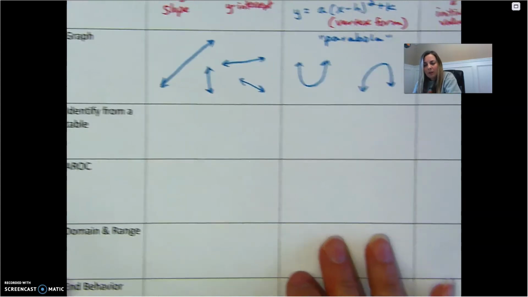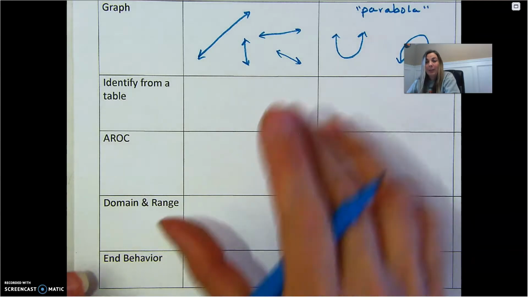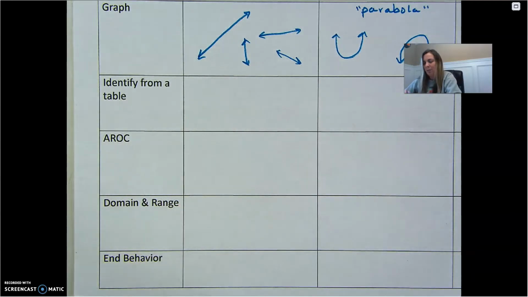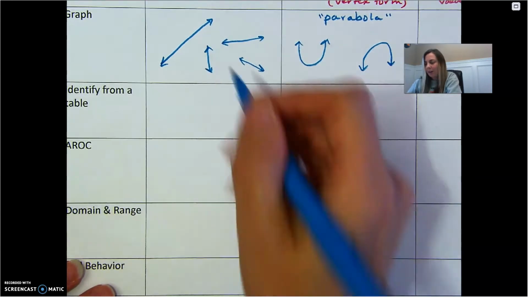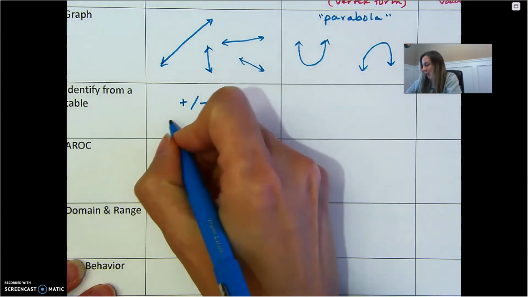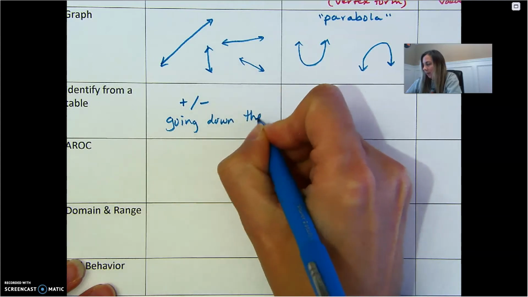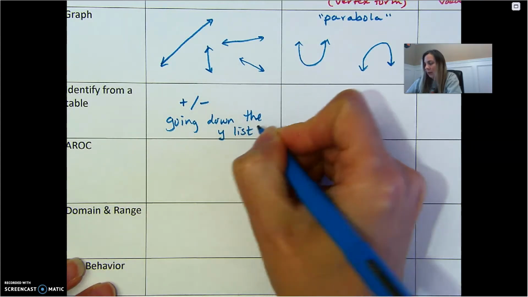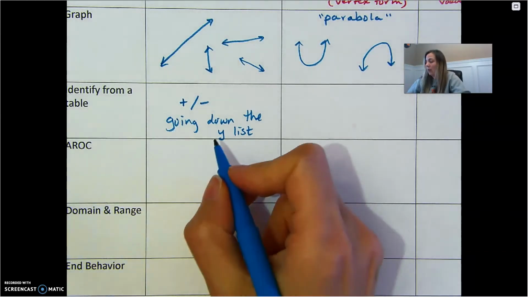Okay, so when we have to identify these different graphs from a table, which is what we're really going to get into tomorrow, this is just an overview. When you're identifying from a table, these linear functions have a pattern. It's either addition or subtraction going down the y list. All right, so you'll look at that output side, the y's, and you'll see, is it adding by the same number or is it subtracting by the same number over and over and over? If so, that's how we know it's linear.